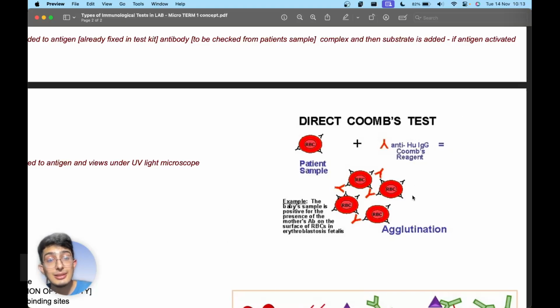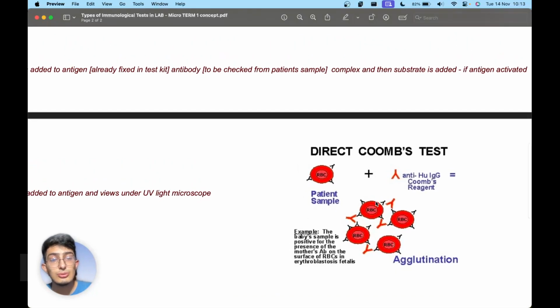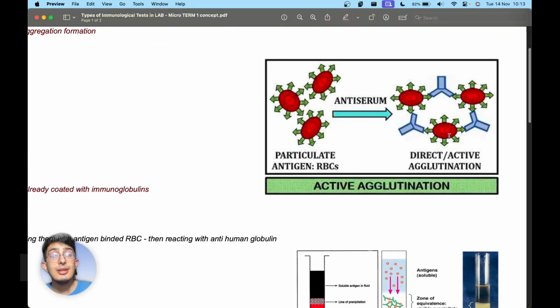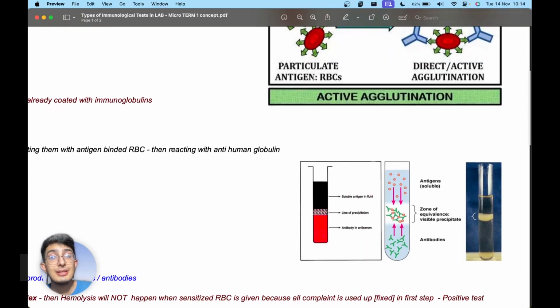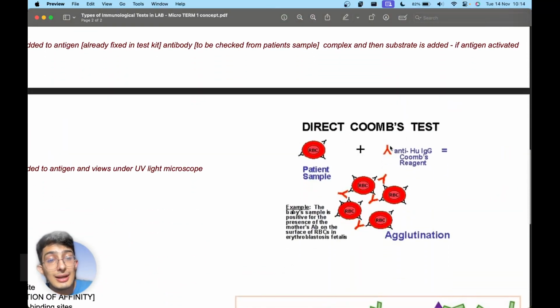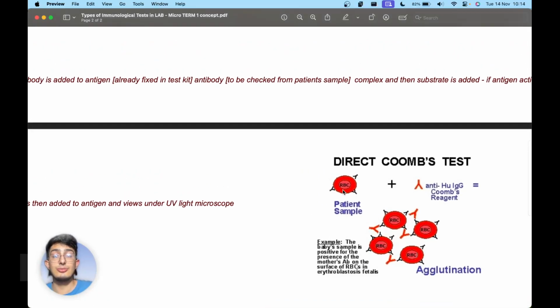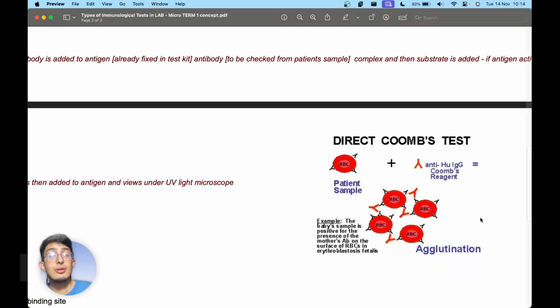So basically here also the agglutination is being formed. But what's the difference between the Coombs test and the agglutination test? In the agglutination test, we were adding antibody to detect antigen on cells. We're detecting antigen. But in the Coombs test, we're adding antibody to detect antigen-antibody complexes, right? So if antigen detection by adding antibody, that is agglutination. If antigen-antibody complex detection by adding antibody, this is known as the Coombs test, right?